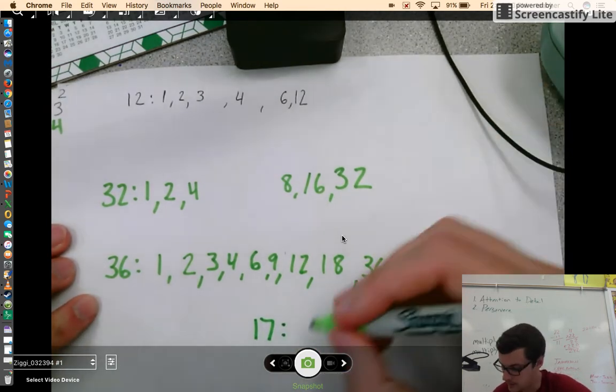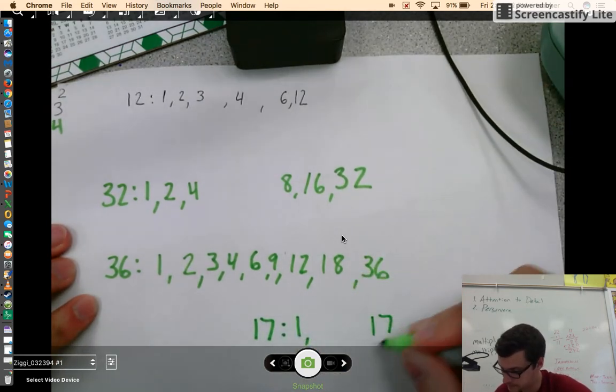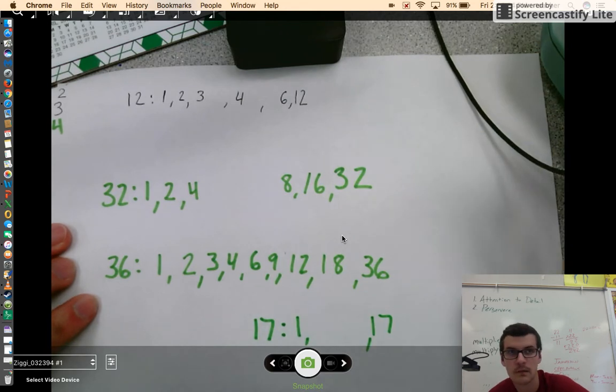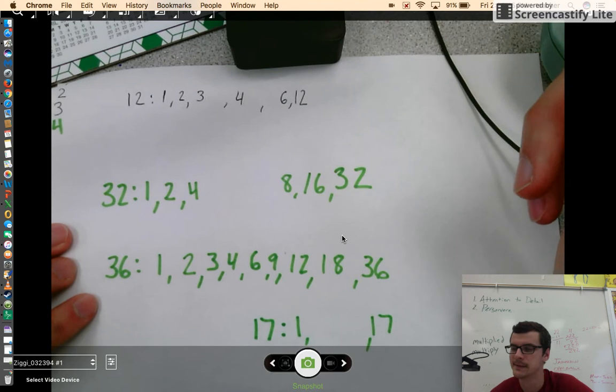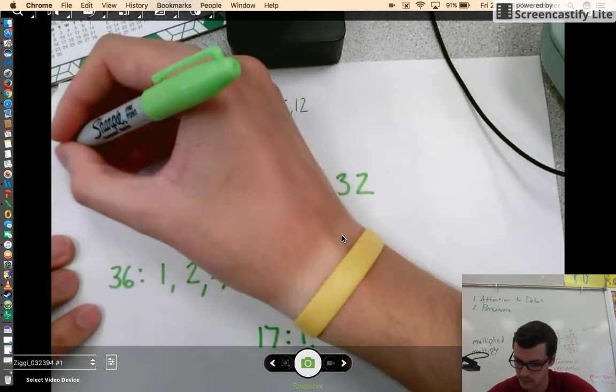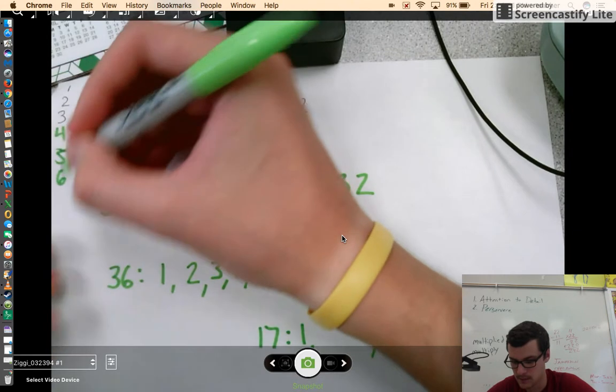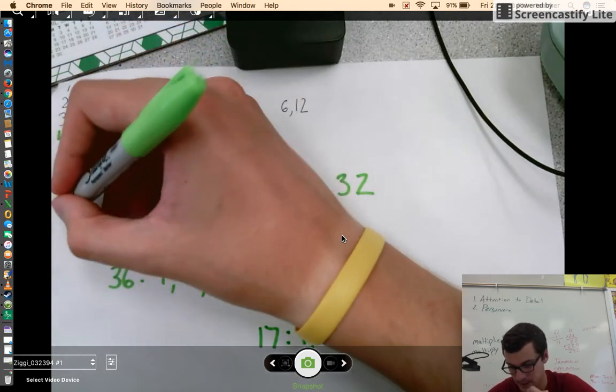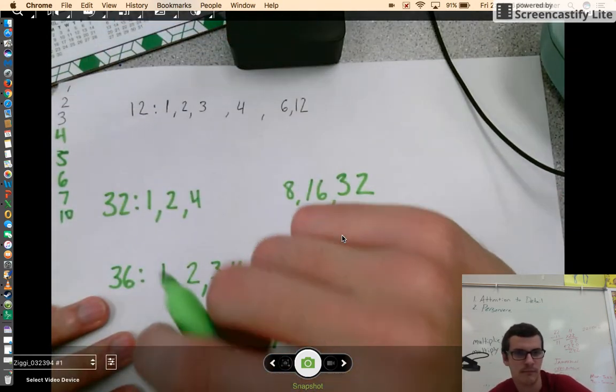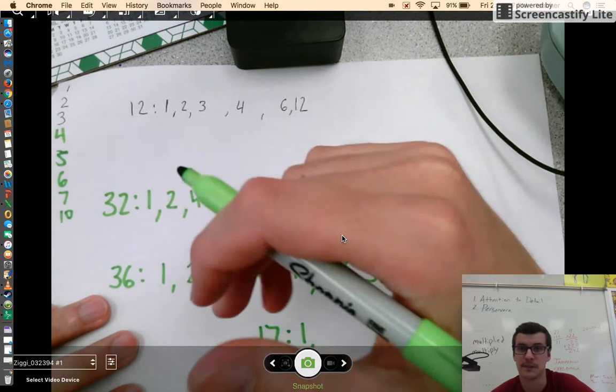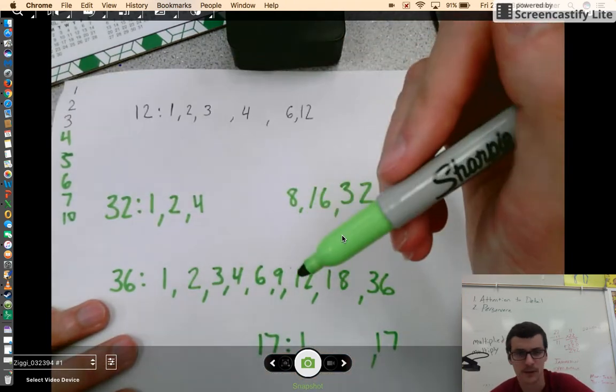Well, I know 1 and 17. Well, 2 won't work because it's odd. 3 doesn't work because 7 plus 1 is 8. 8 is not a multiple of 3. 4 doesn't work. 5 doesn't work. 6 doesn't work. 7 doesn't work. 10 doesn't work. None of those work.